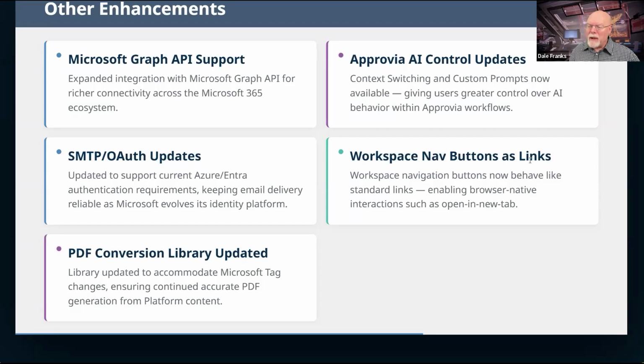The workspace nav buttons as links. Let's take a look at this one first because we don't actually have to look at anything. You won't see any change in the UI. It looks exactly the way that it's supposed to look, but we have changed how the workspace navigation buttons behave. You can right click on them or control click on them. They now behave as links.